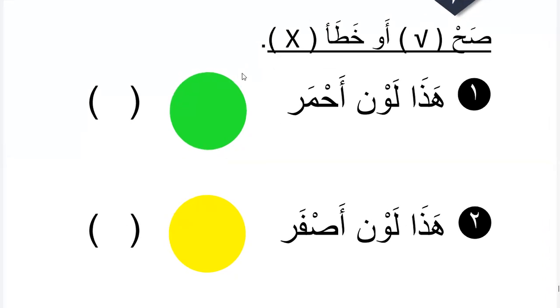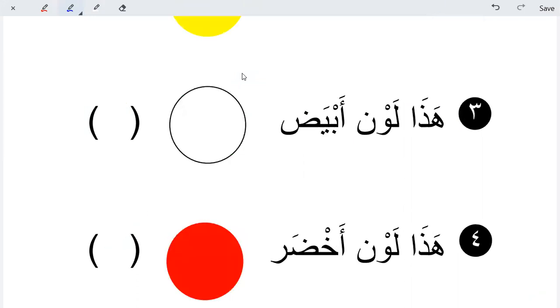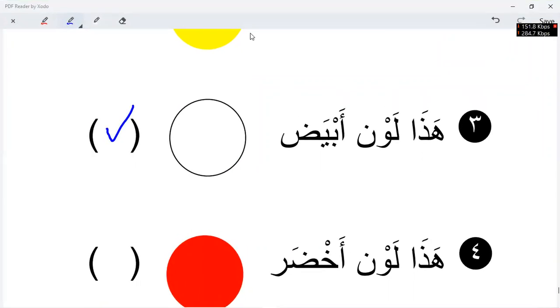Haza laun ahmar, this is red color, khata. Good. Haza laun asfar, this is yellow color, sahih. Good. Haza laun abyad, this is white color, sahih. Good. Haza laun akhdar, this is green color.